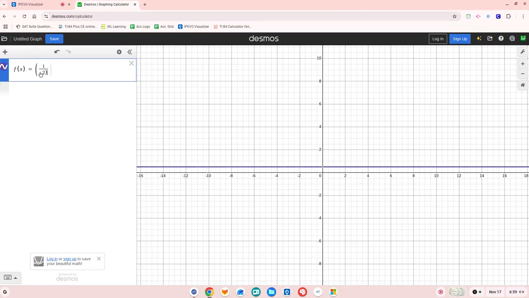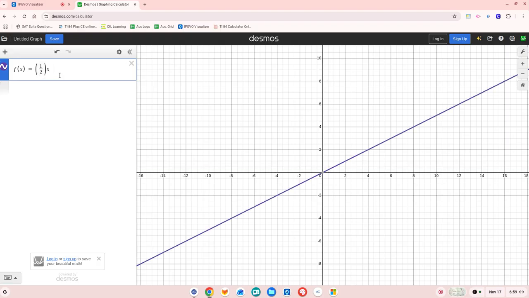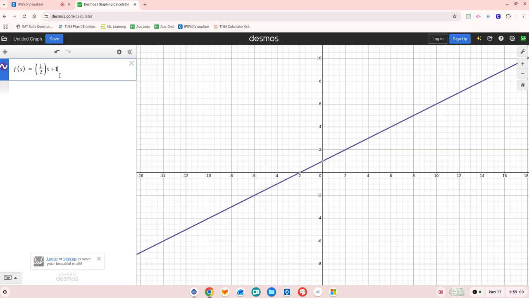And half, you guys know I like using parentheses around these just to make sure, x plus 1. Okay, so there's my function. You can see this line. It has a y-intercept of 1, and my slope is up 1 over 2 each time.